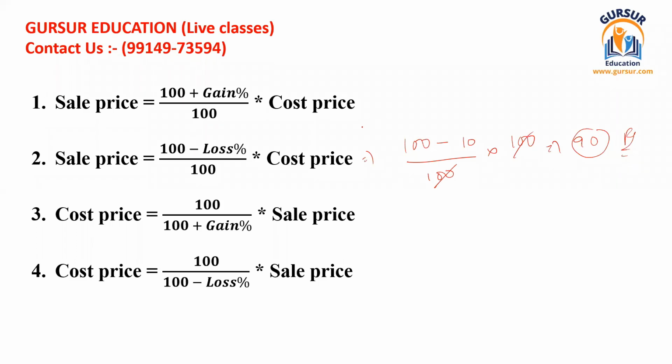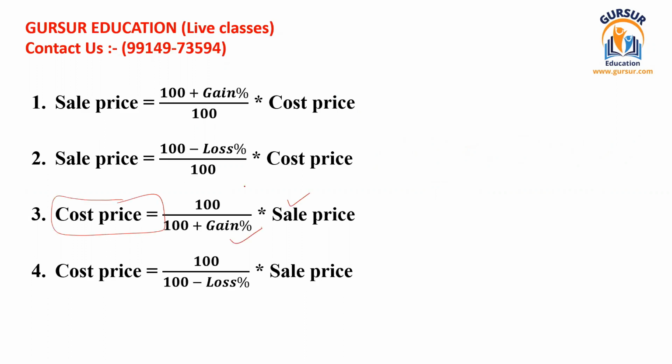So in this way, the first two equations or first two formulas I have taught you. The next are, if you are given the sale price and gain, but you are asked to find the cost price. How would you do that? In case of gain, just make addition. In case of loss, just reduce that loss.